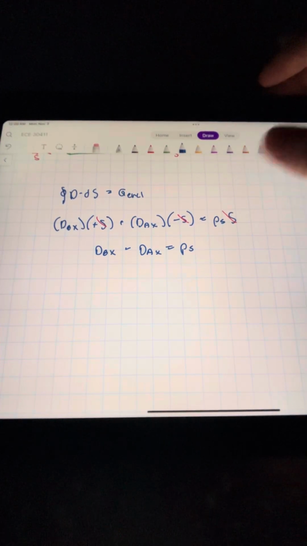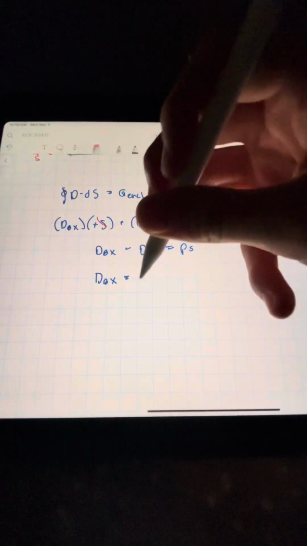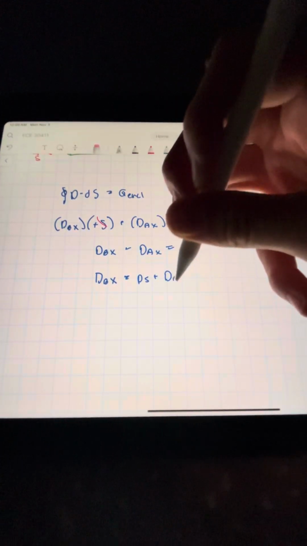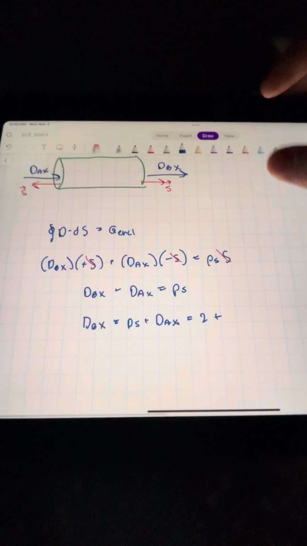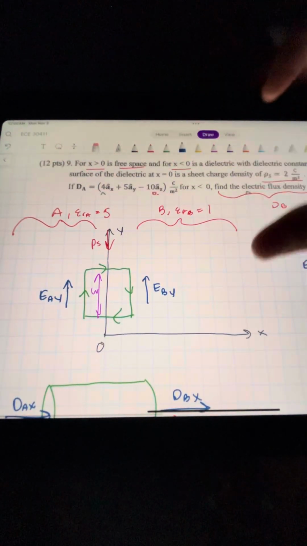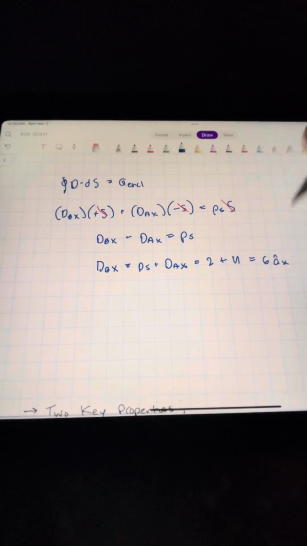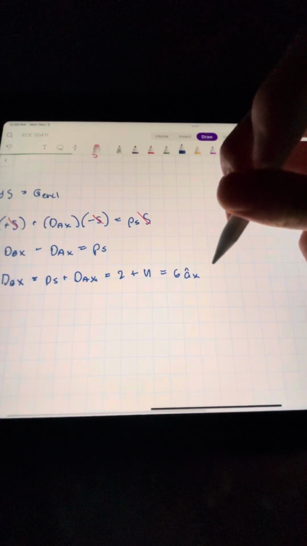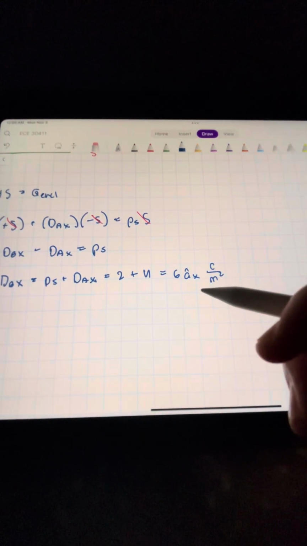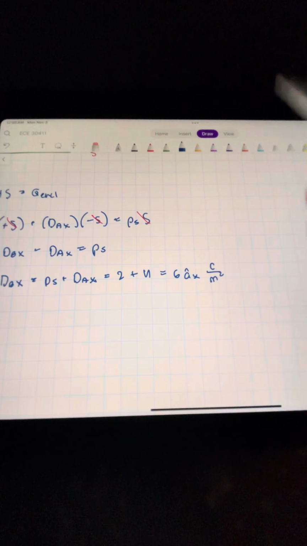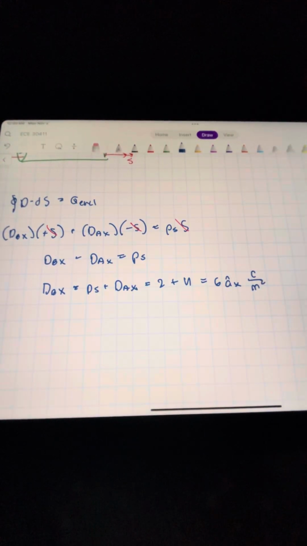And now we can go ahead and solve. Rearranging, we get that D sub bx equals rho sub s plus D sub ax, which equals 2 plus 4, and we know that from here, which gives us 6 in the a sub x direction, coulombs per meter squared. So that's our x direction value of the electric flux density for the B region.